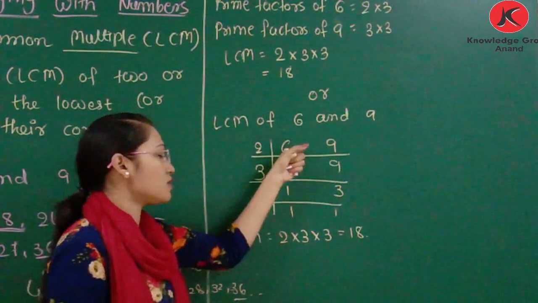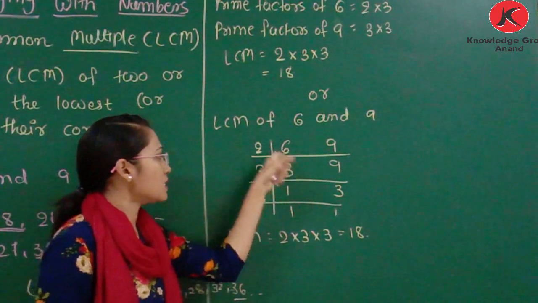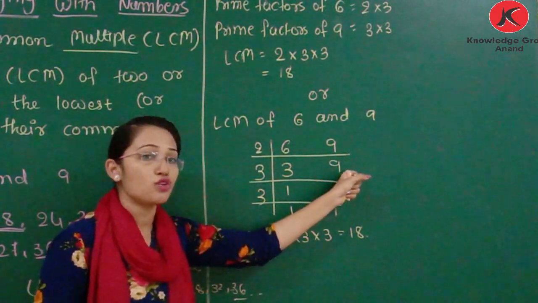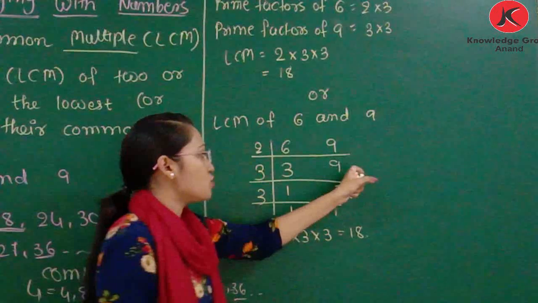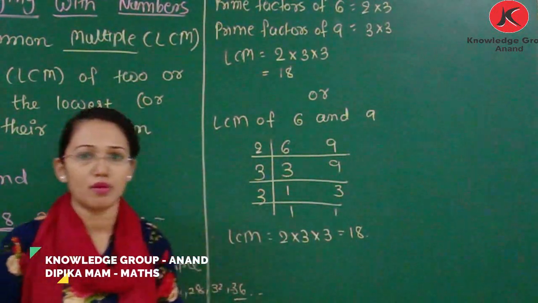So yes, 6 is divisible by 2. So you need to start from 2. 2 3s are 6, but 9 is not divisible by 2. Okay, so 9 as it is. Now in both numbers, is there any number that is divisible by 2?